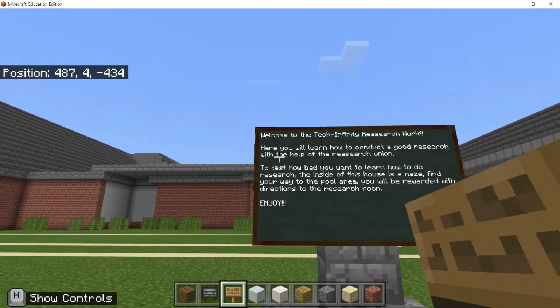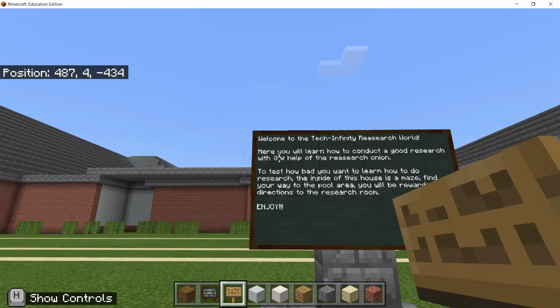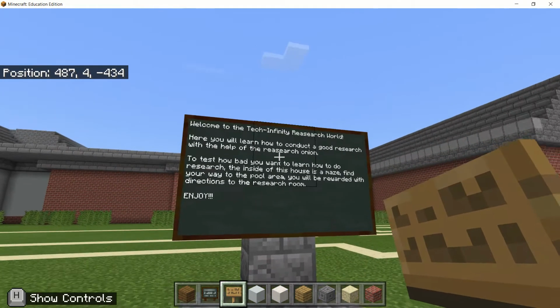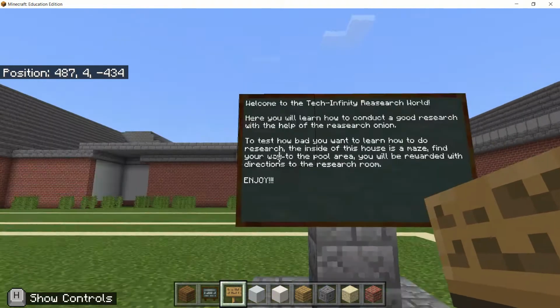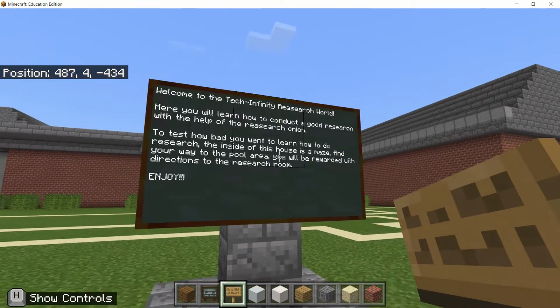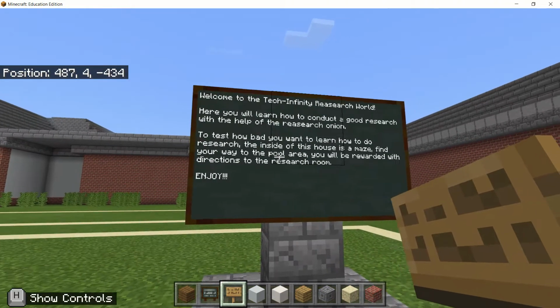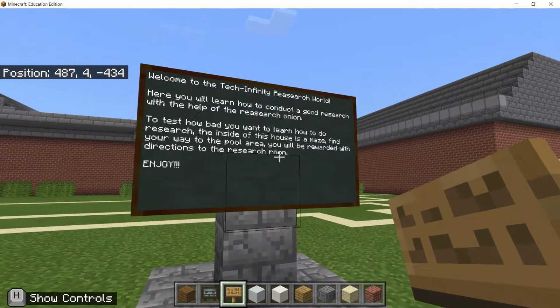Welcome to Techno Infinity Research World. Here you will learn how to conduct a good research with the help of the research onion. To test how bad you want to learn how to do research, the inside of this house is a maze. Find your way to the pool area. You will be rewarded with directions to the research house.